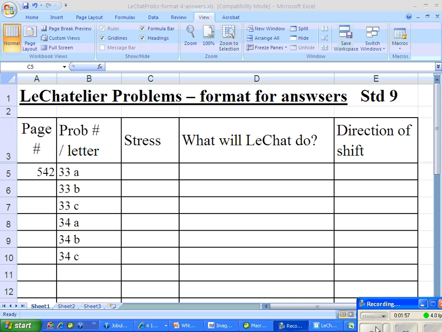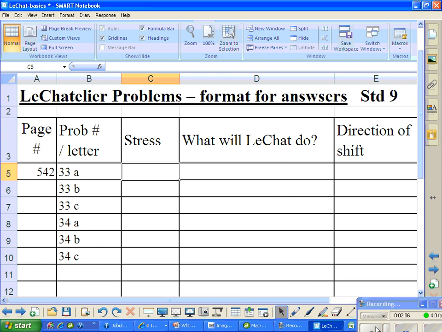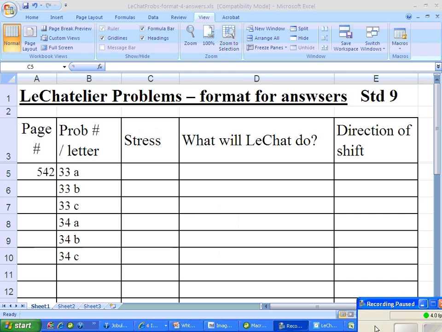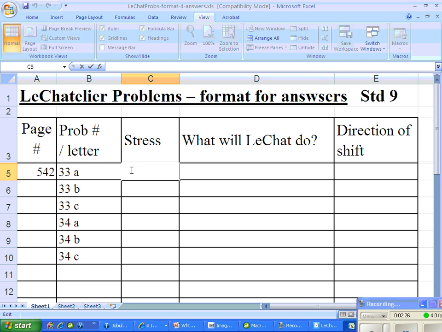Now we're going to go through several of the equilibrium problems from the Zumdahl textbook, which I have here. And you're going to see problem number 33, A, B, and C. If you would like to stop the video and copy these down right now, that might be helpful for you. All right, let's continue.